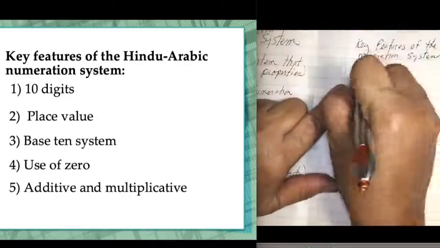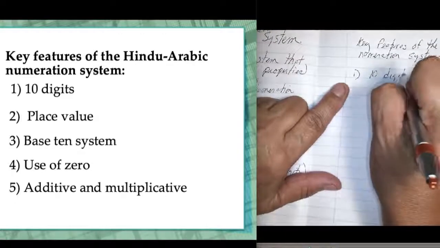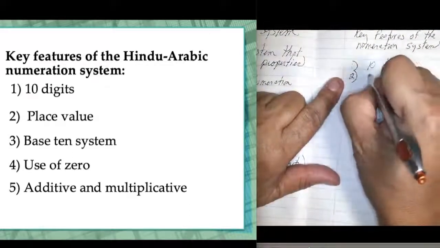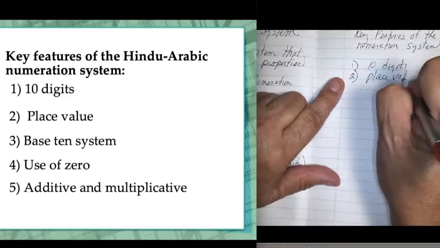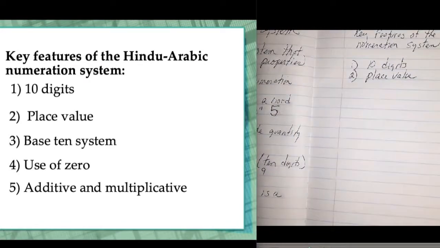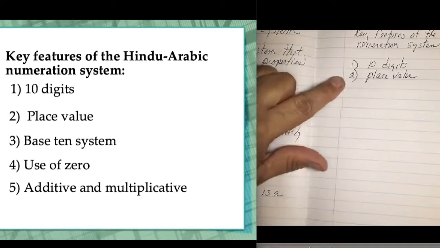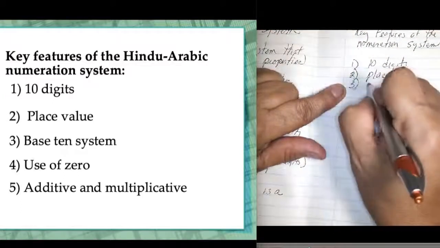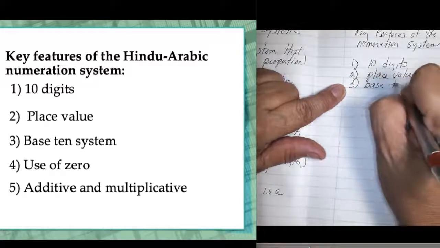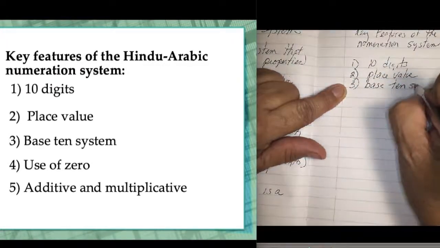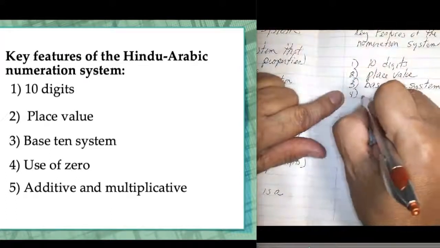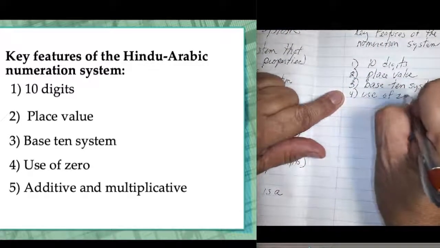Okay, so let's start with 1. Our system has 10 digits. Remember, we referred to the digits 0 through 9. Our system relies on place value, where the digit is determines its value. For example, ones, tens, hundreds. So we use place value to determine the value of a digit. Our system is a base 10 system, which means we group in groups of 10. Our system uses 0 as a placeholder.